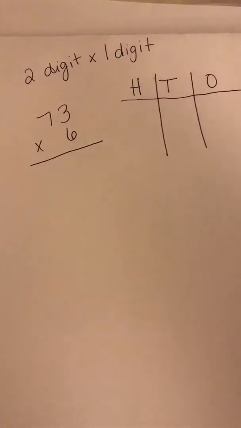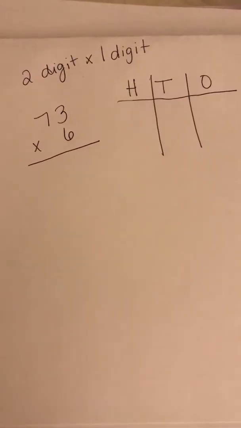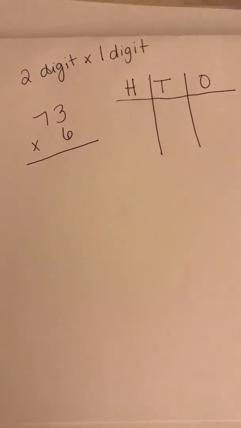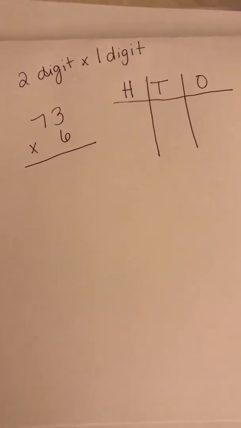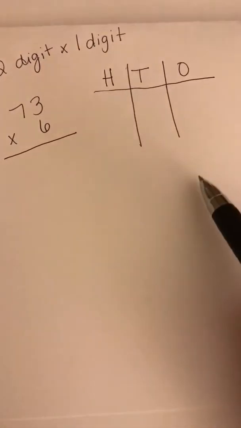This week in math, we've been doing 2-digit by 1-digit multiplication using partial product and a place value chart. So I'm going to walk us through both of those strategies that we've been practicing in class. I'm going to start with the place value chart.